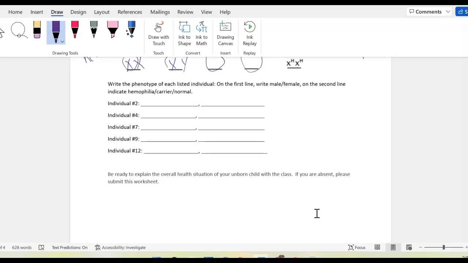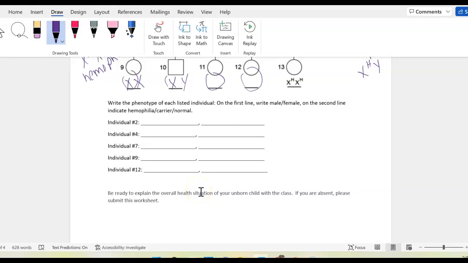When you are finished with this activity, you can submit it. And then when you submit it, you can write just one sentence about the overall health situation of your unborn child. So for instance, my unborn child is a female with a normal karyotype, but a substitution mutation in her F9 gene, leading to hemophilia B.